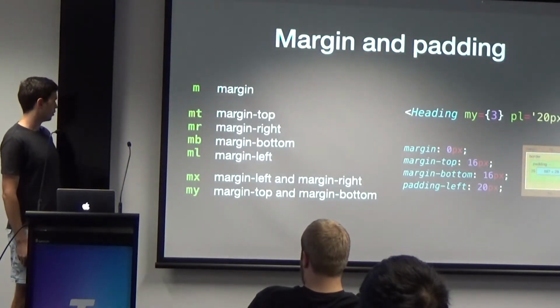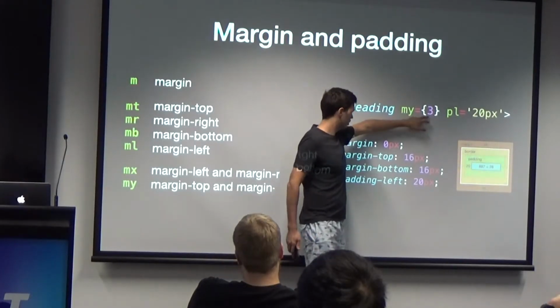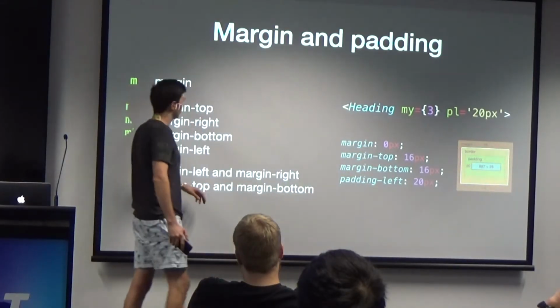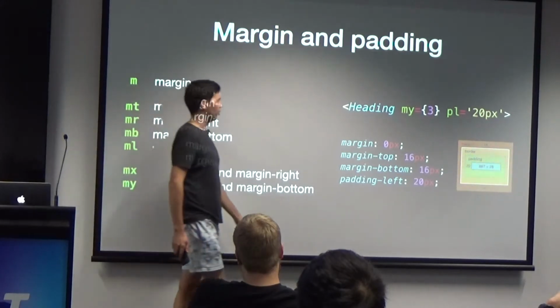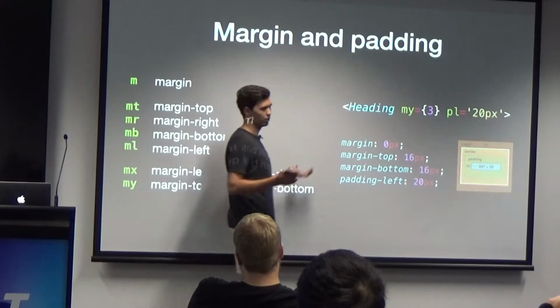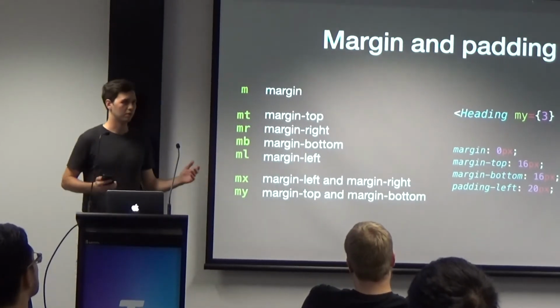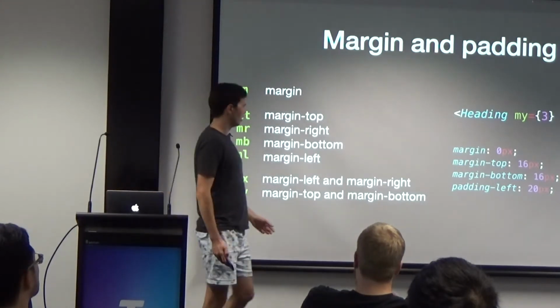And here's a bit more information on that. If you use M just on its own, it applies margin all around your element. You can use individual directions, and you can use left and right or top and bottom. And over here you can see a quick example. So you can pass in number 3 if you want the 3rd grid size, or you can pass in just a string with whatever you want your padding to be. So you can use different units if you want to use EMs or VHs or whatever you're into. You can do that.